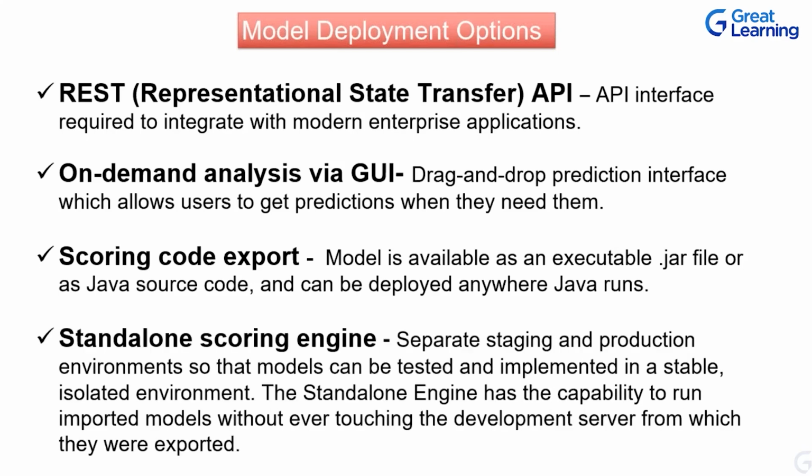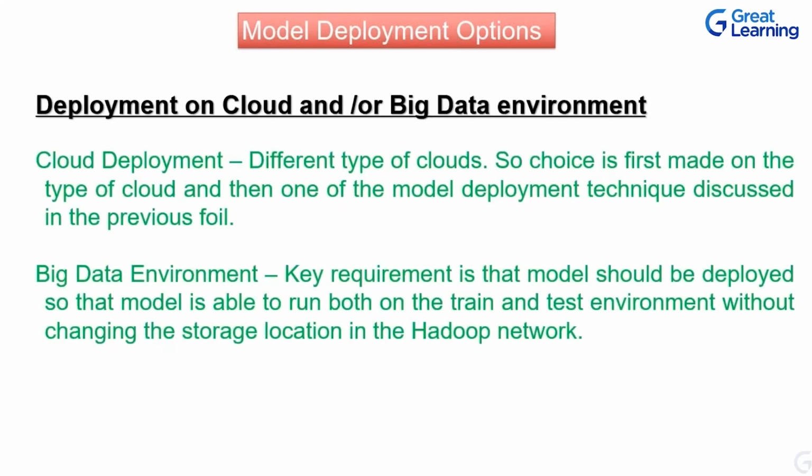Okay. Standalone scoring engine, which is a separate staging and production environment so that the model can be tested and implemented in a stable, isolated way. Some more deployment options are cloud deployment and a big data environment. Cloud deployment, as I said, has become almost a necessity now, looking at the scalability which an organization requires, and the way the hardware is changing. People do not really want to invest in this as an asset.